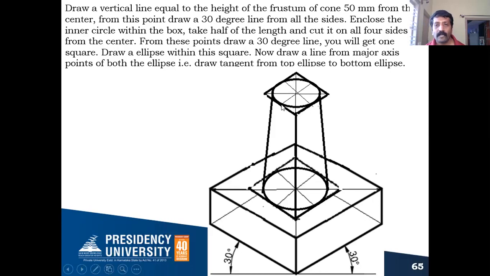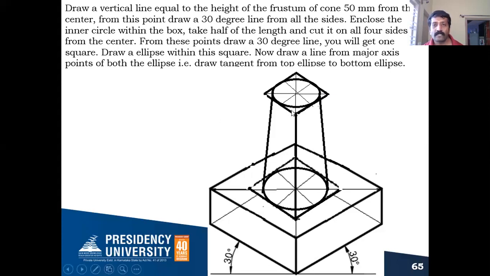draw a line which is exactly at the midpoint of this, and similarly you draw a line exactly at the midpoint of this. From this point you draw a line exactly at the midpoint of this side. From here you draw a line exactly at the midpoint. These lines are not shown here. So after this we are going to get four points.